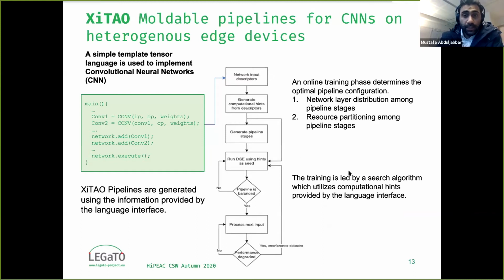CTAO also supports pipeline parallelism, which is a model parallelism, and that is a natural scheme to utilize resources, especially when streaming inputs on heterogeneous devices, where the software stages have complex characteristics that can be mapped to pipeline stages. The pipeline parallel capability is granted through a simple tensor language that is used to implement convolutional neural networks for labeling a stream of input frames. Due to the complexity of both the software represented by the layers and the hardware represented by heterogeneous platforms, an online training phase determines the optimal pipeline configurations, which are the network layer distribution among the pipeline stages and resource partitioning among the pipeline stages.